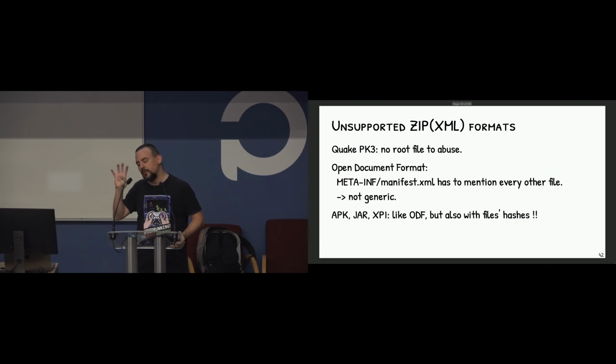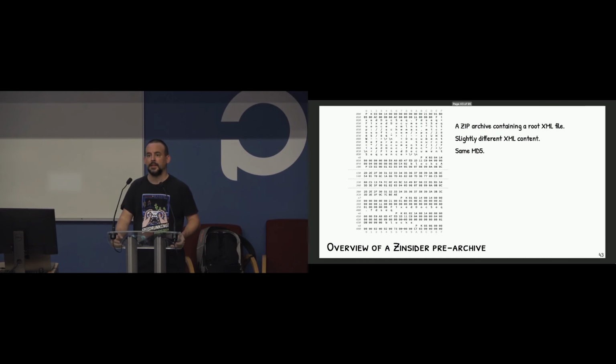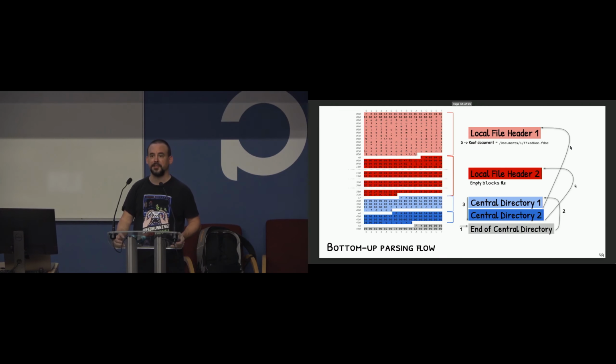Some formats which look similar are not vulnerable. For example, Quake PK3 has no root file to abuse, and other formats like APK, JAR, XPI actually require you to store every file in the archive inside the root, and sometimes even with SHA-2 hashes. So yeah, totally not exploitable. But at least that's a generic abuse of Office files with pre-computation and now instant collision, in less than a second or so. So yeah, here's an overview of the file, but maybe we'll skip the technical details.